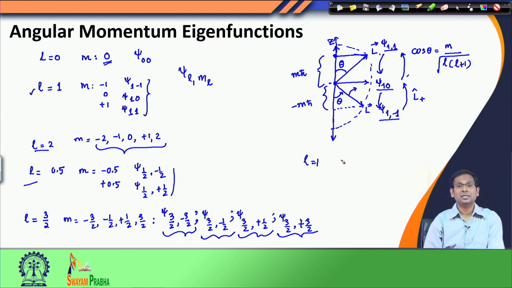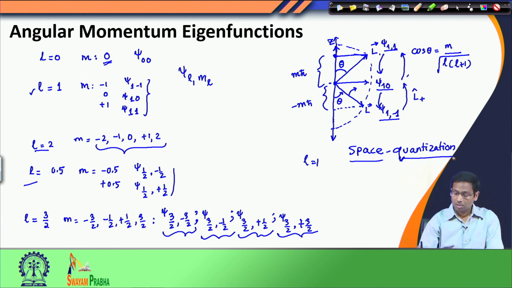In this way, instead of having an infinite number of eigenfunctions, I have only a finite number of eigenfunctions, and this way of quantization is called space quantization. This is for L equals 1.